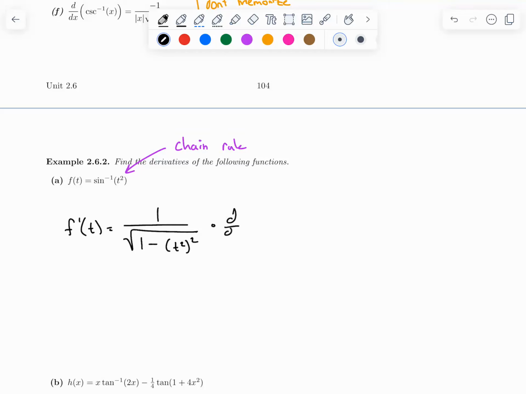Times the derivative. I'm going to write this one out in full detail this time, just because it's new. In the future, we'll skip that step. The original derivative would be 1 over the square root of 1 minus x squared, but this is not sine inverse of t, it's sine inverse of t squared. That's why it's t squared squared. And so at the end of the day, f prime of t will be 2t divided by the square root of 1 minus t to the 4th.